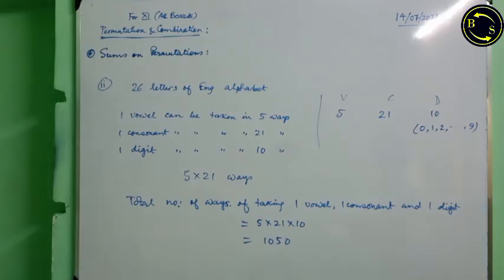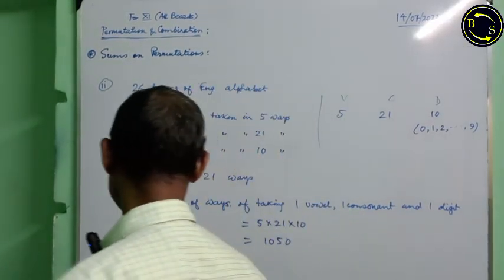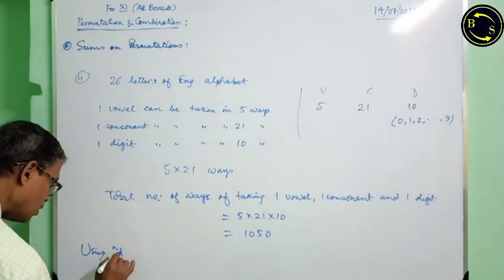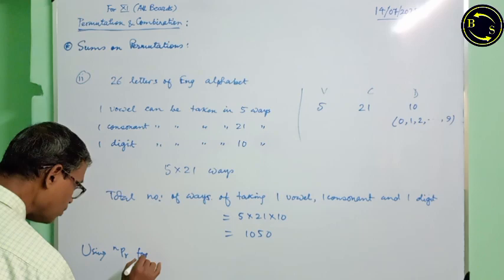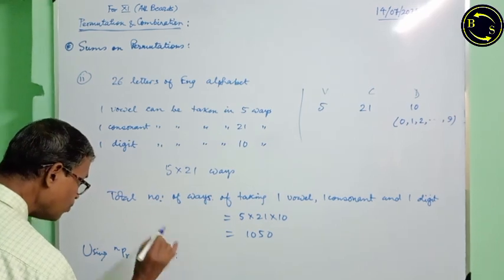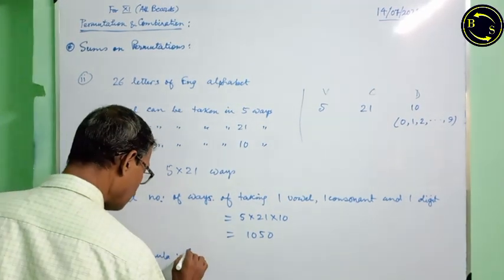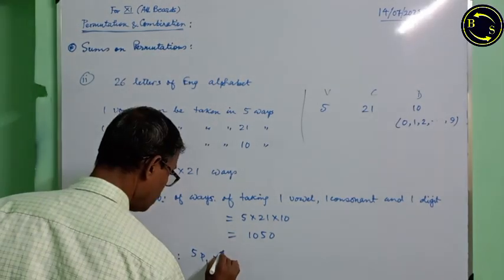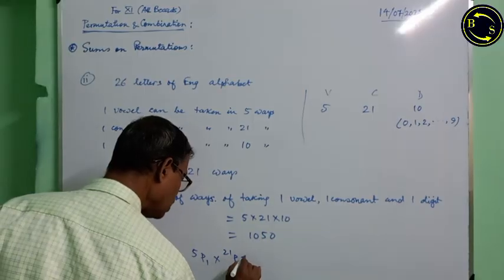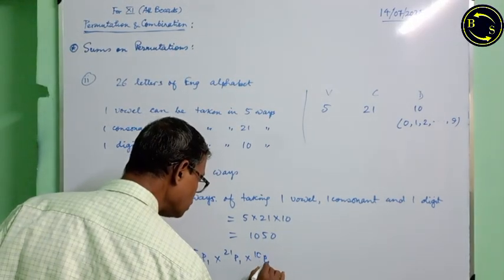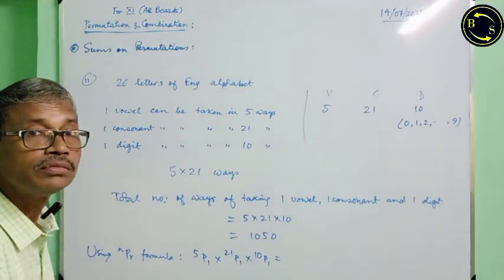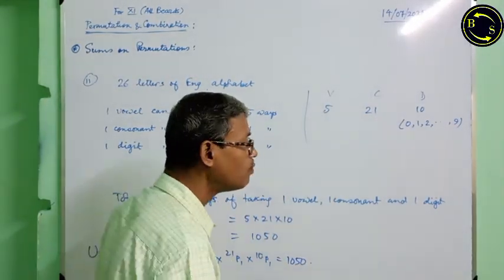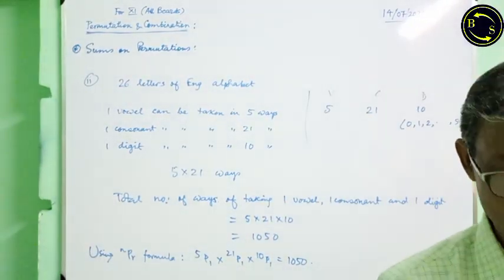Now, if we use Ampere formula, using P1 for vowel into 21 P1 into 10 P1, the value will be same. Try to understand, students.